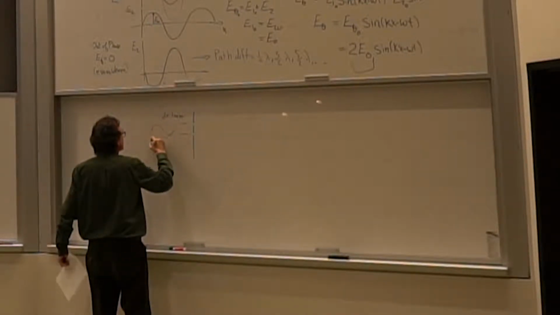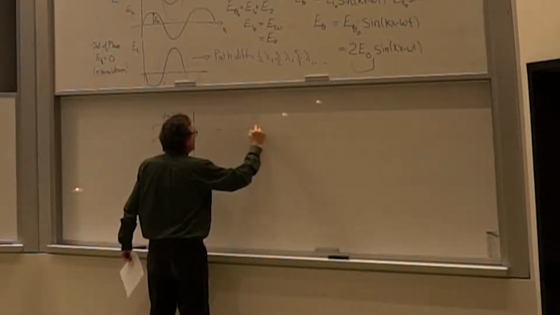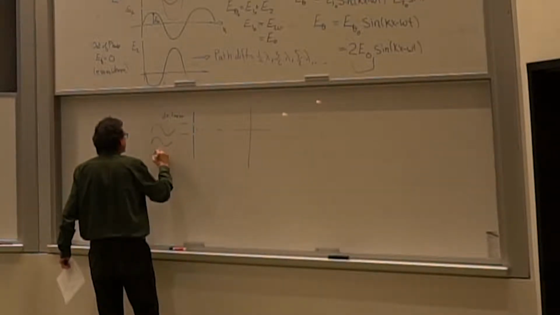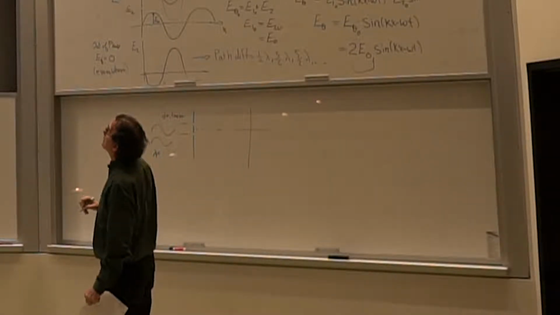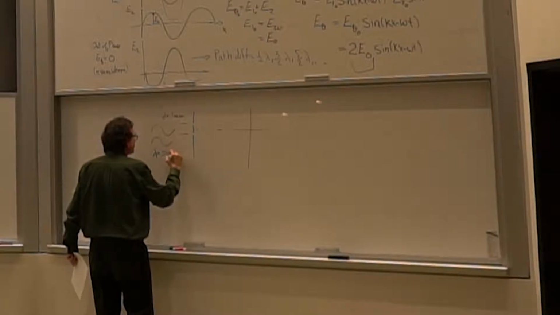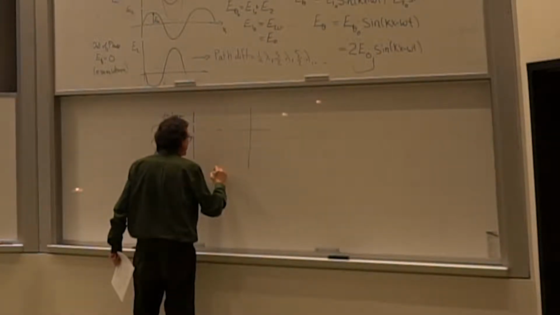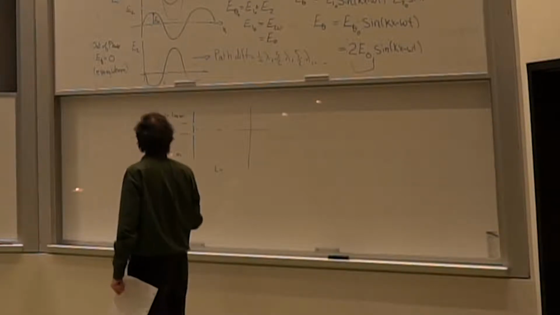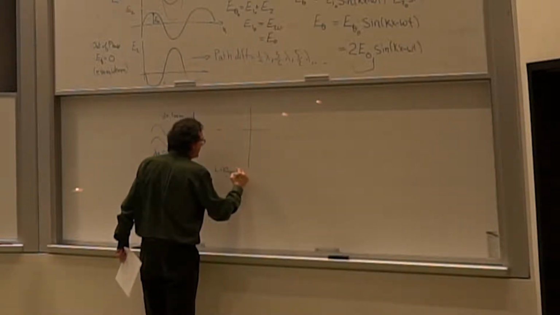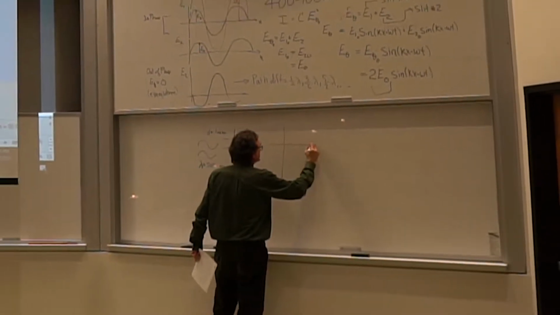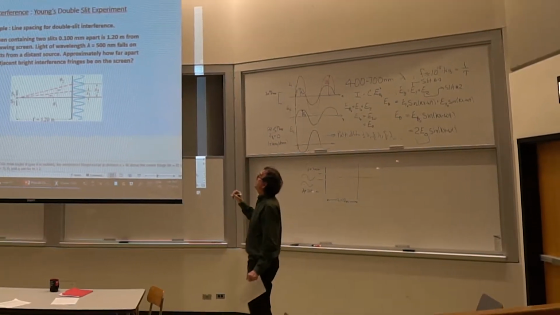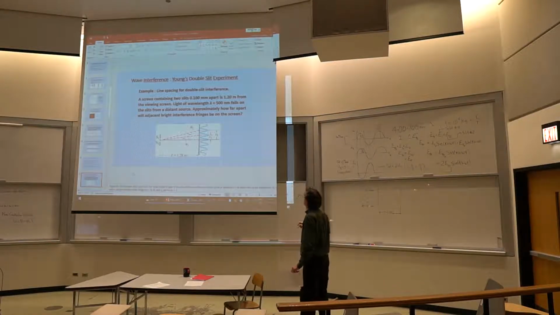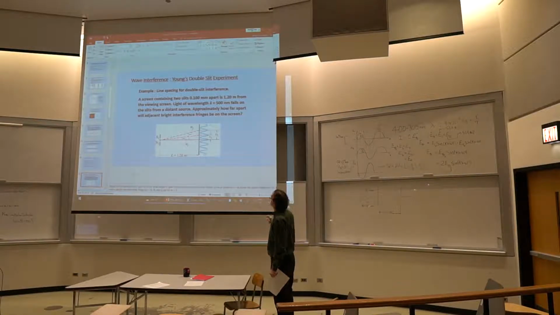I have a wavelength of light incident upon the double slit, which in this case is 500 nanometers. The distance L to the screen is 1.2 meters. And the question is, approximately how far apart will the adjacent bright fringes be on the screen? In particular, let's calculate the distance between the second bright fringe and the first bright fringe.